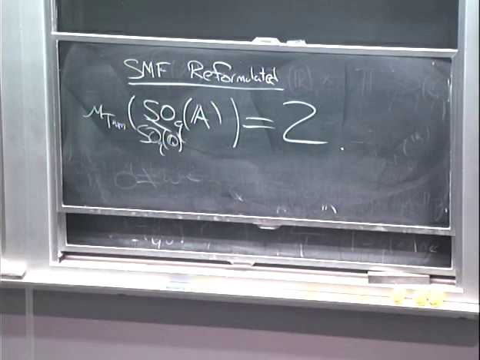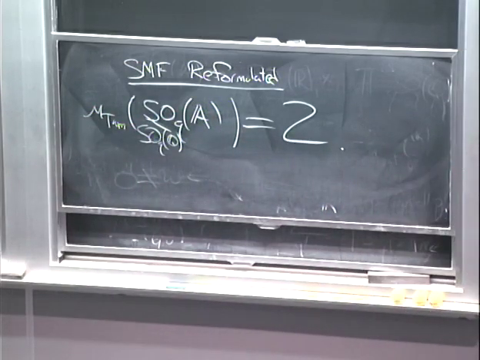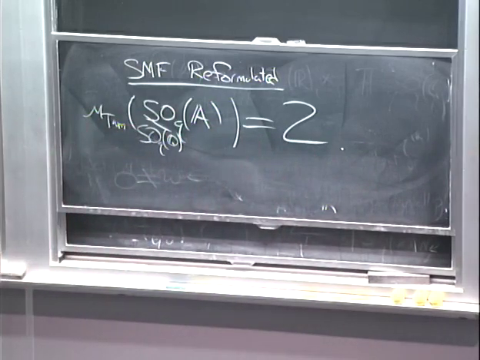For 3 or more variables. I should be careful because this is not a semi-simple group when there's 2 variables.